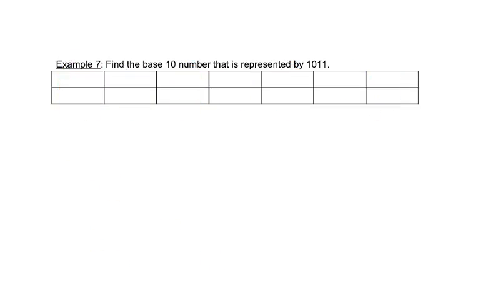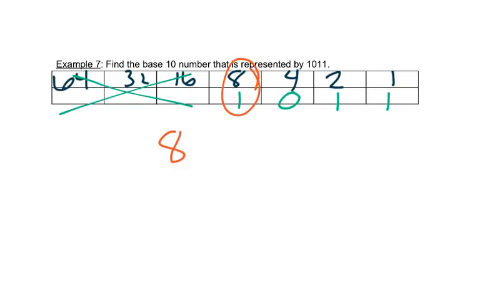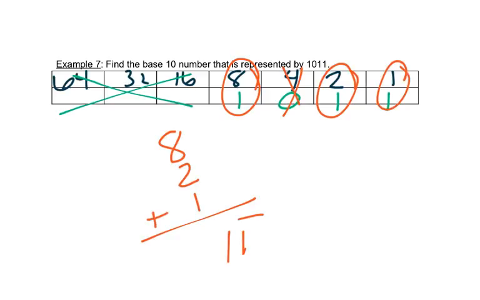We'll do one more example. Again, we have 1, 2, 4, 8, 16, 32, 64. We have 4 numbers here, so we just want those numbers in those last 4 boxes. That means we don't need these. This tells me here I have an 8. I don't have a 4 because of the 0. I have a 2, and I have a 1. So if I add those together, I get 11.